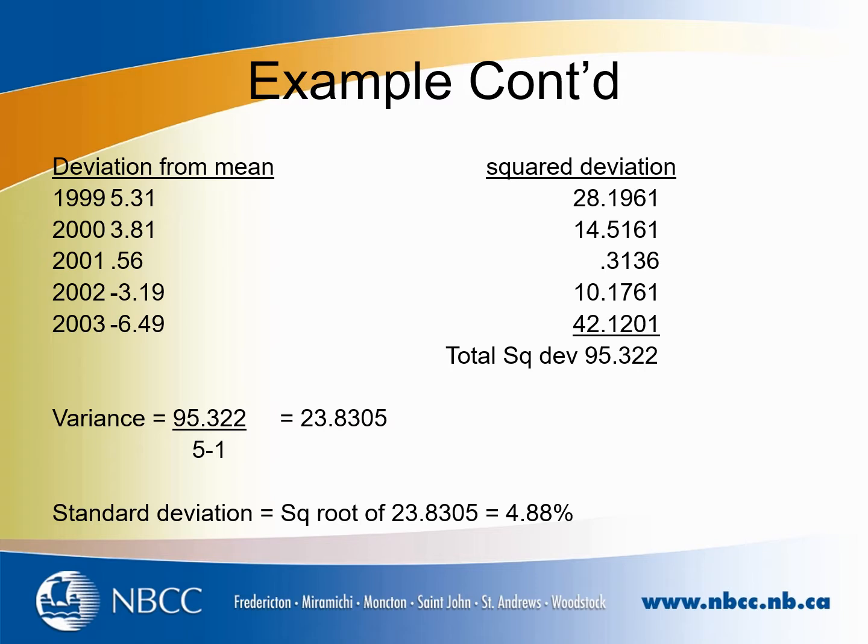We said that the variance is the sum of the squared deviations and then averaged, so we add them all together. In this case, when you added all 5 of the squared deviations, you get 95.322, and then we said to divide by n minus 1 to give us our average. So we have a variance of 23.8305. That's in percent squared, so to get our standard deviation we just do the square root, and we have a standard deviation of 4.88%.